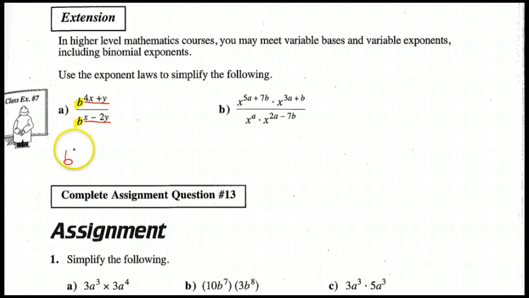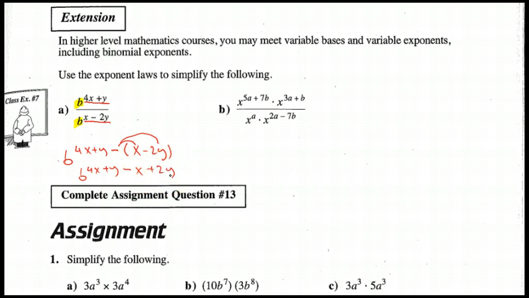So here we go. b. The exponent on b is 4x plus y. And I'm subtracting the exponent of the denominator, which is x minus 2y. Notice the bracket, because when I'm subtracting, I need to take away everything inside that bracket. So look what happens now. I have b to the 4x plus y, and then that negative is going to flip things around in there, so it's going to be minus x plus 2y.